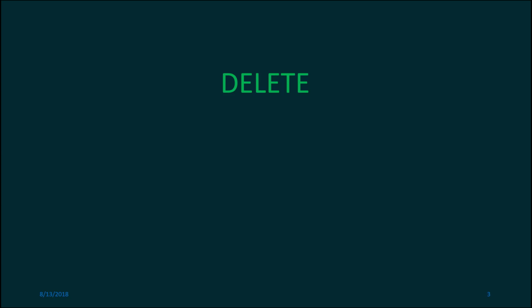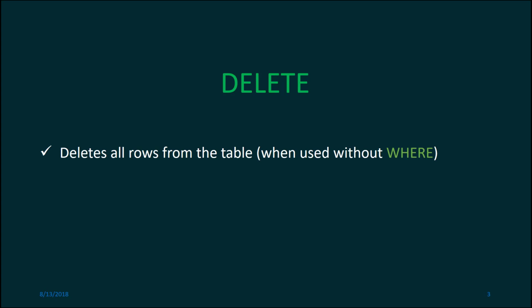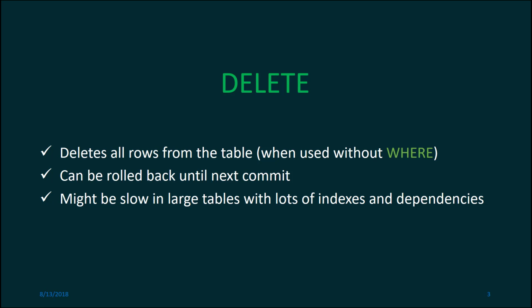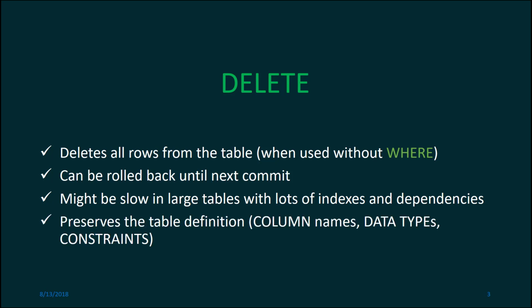Okay, so to recap, delete. Delete removes all data from a table, and it can be rolled back until the next explicit or implicit commit statement. Delete statements can be computationally expensive, and perhaps more importantly, delete is going to preserve the table definitions. So you delete a table, the table's structure definition is going to be preserved. So you can go back and repopulate the table without recreating it.